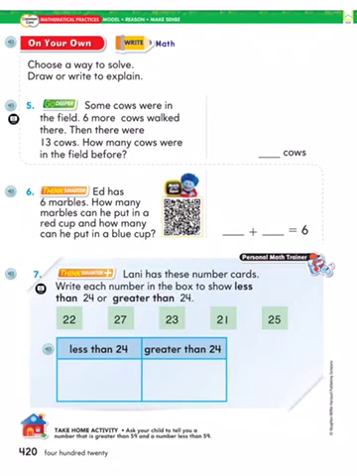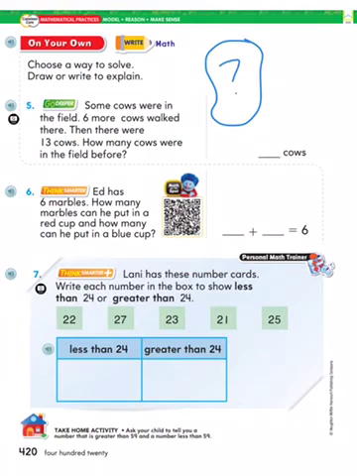Now I'm on page 420. So if we look at number 5, it says some cows were in the field. 6 more cows walked there. Then there were 13 cows. How many cows were in the field before? Okay. You could either do a model or a number sentence for this. I kind of think about using a model, something like, there were some cows in the field, right? And we don't know how many.